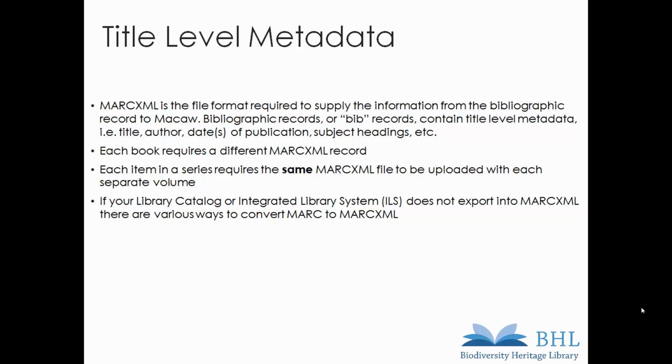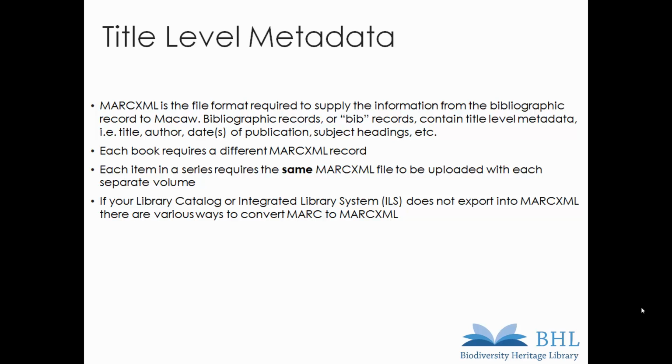MARCXML is the file format that is required in order to supply the information from the bibliographic record to Macaw. This information is title-level information, such as title of the publication, author, dates and places of publication, and so on. For every book you upload in Macaw, you need a different MARCXML record. If you have different items from the same series, you use the same MARCXML record uploaded with each individual volume.